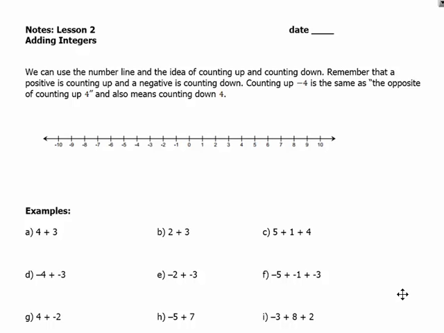So we can use the number line and the idea of counting up. Remember, counting up are positive numbers, and counting down, negative. Remember that a positive is counting up and a negative is counting down. Counting up -4 is the same as the opposite of counting up 4, and it also means counting down 4. All right, so let's see what we got here.